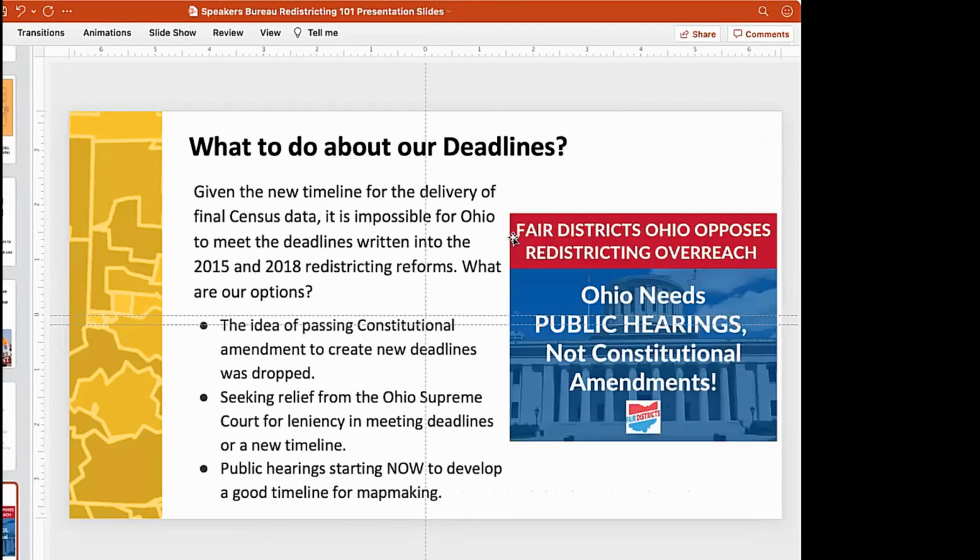So what do we do about the deadlines? The census data, as I said before, will not arrive until August. And so we're not going to be able to meet some of these deadlines. The Ohio Secretary of State and Attorney General recently filed a suit to compel the Census Bureau to deliver data to Ohio in time to meet our deadlines, but that's not going to happen.